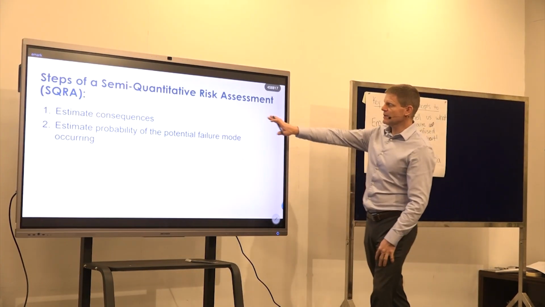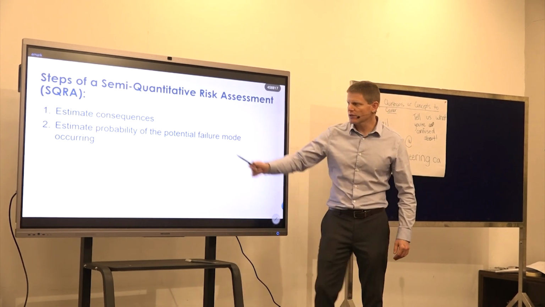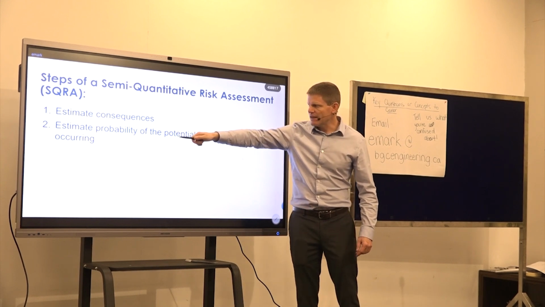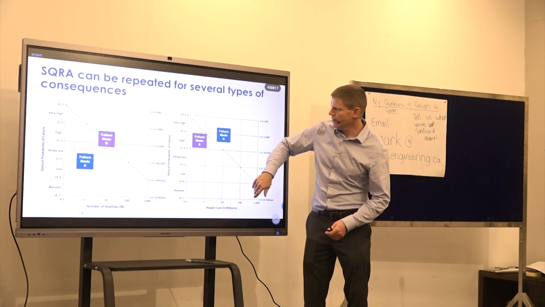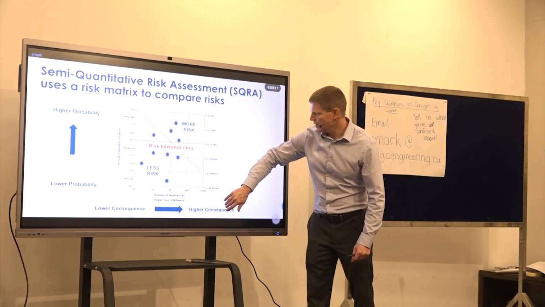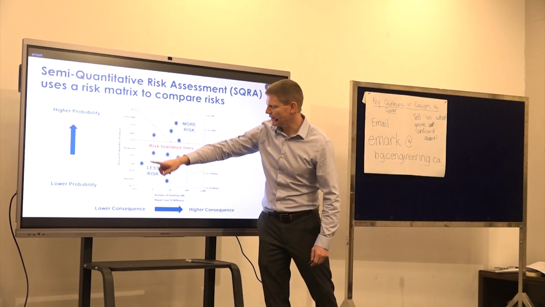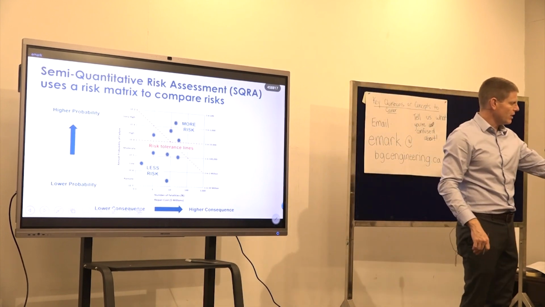This semi-quantitative risk assessment is a much shorter process than what we just went through. There's only two steps. One is to estimate the consequence, and the next is to estimate the probability. So back here, you're just estimating the consequence on this axis and the probability, and that allows you to plot each of these dots. You just need those two values to plot the dot.